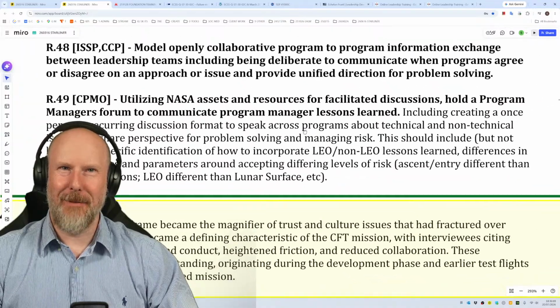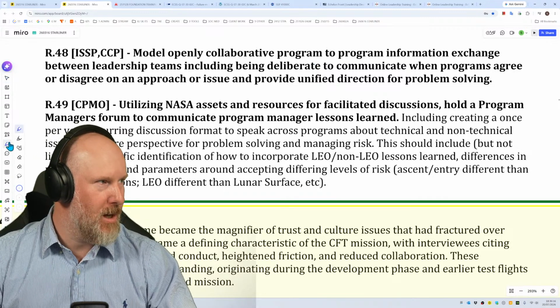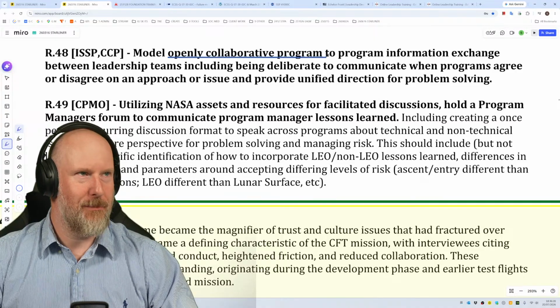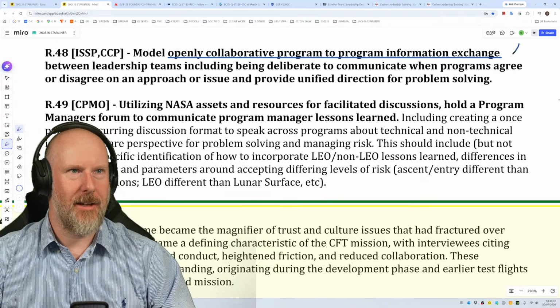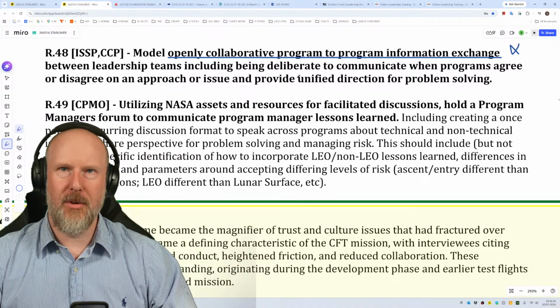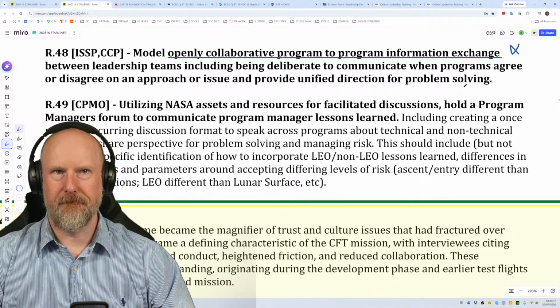Right, here we go. So recommendation number 48: model openly collaborative program-to-program information exchange between leadership teams, including being deliberate to communicate when programs agree or disagree on an approach or issue and provide unified direction for problem solving. So that's a really important recommendation.